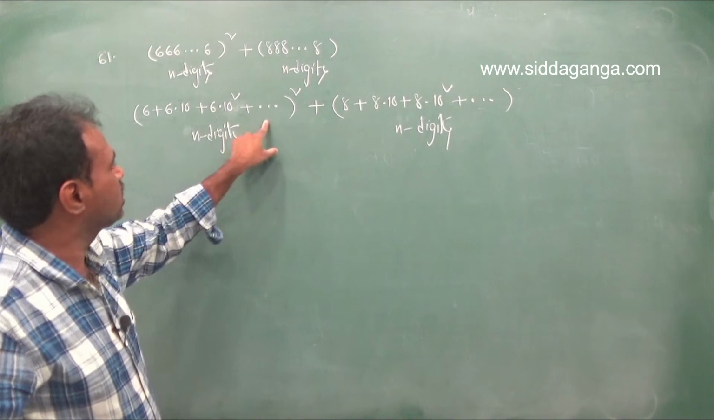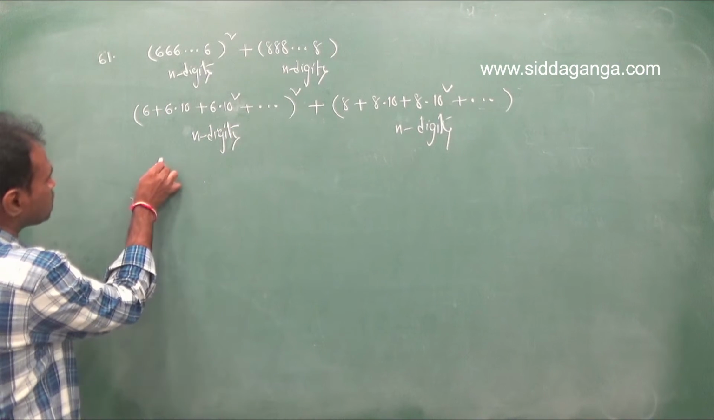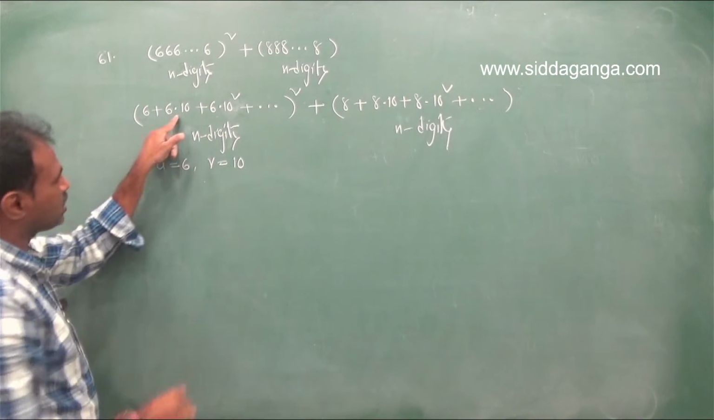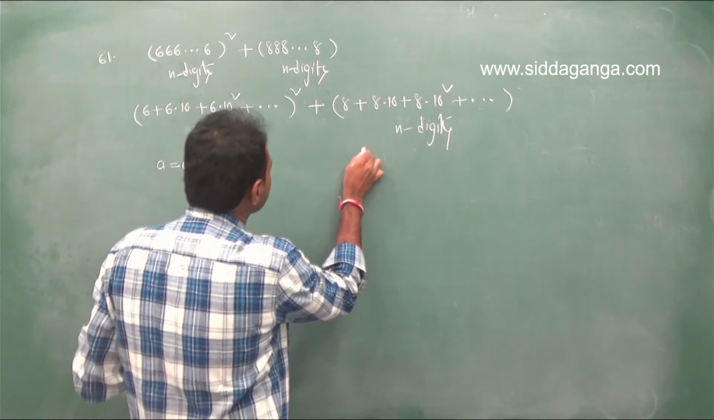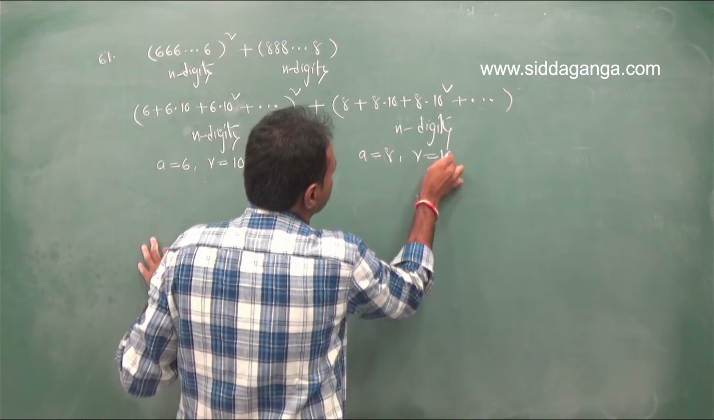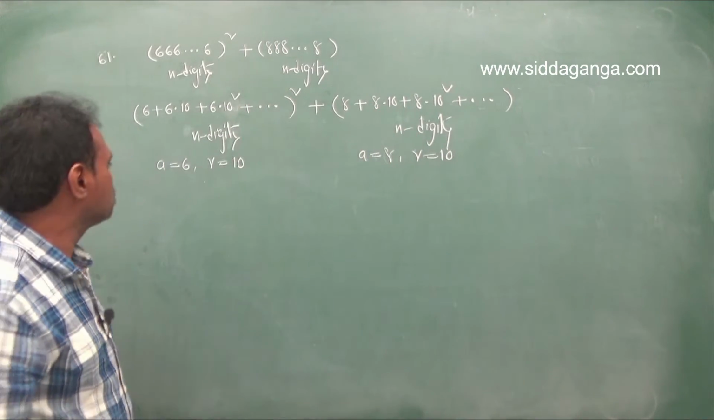If you observe this series, it is in GP. First term is a equal to 6 and common ratio r equal to 10. Here first term is a equal to 8 and common ratio r equal to 10. Here n digits are there, here also n digits means n terms.